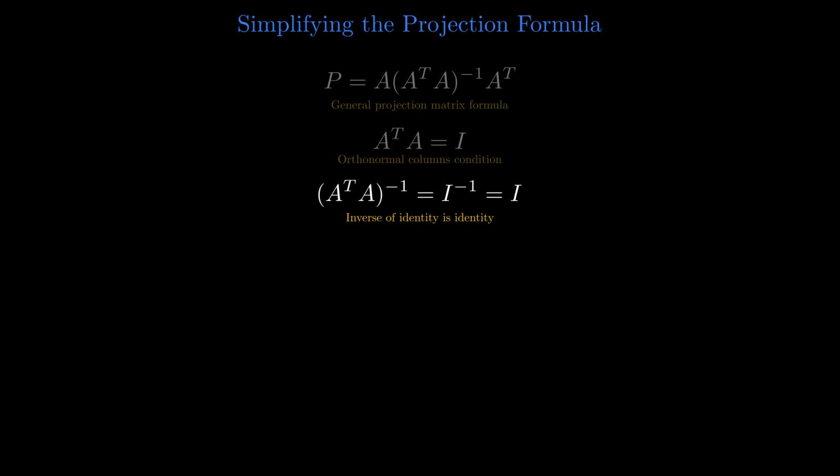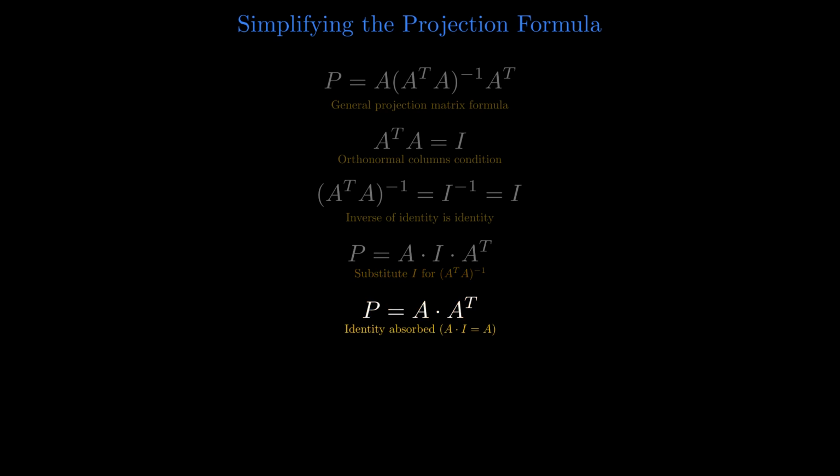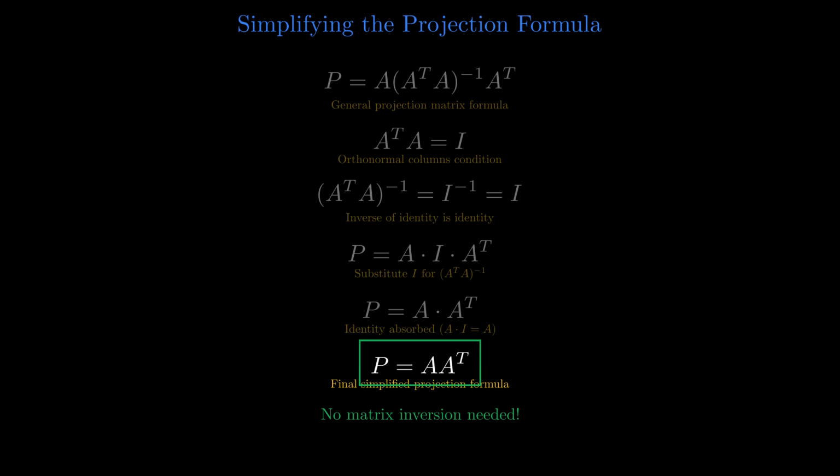So let's substitute this into the formula. The quantity A transpose A inverse gets replaced by I. This gives us P equals A times I times A transpose. But multiplying any matrix by the identity matrix leaves it unchanged, so the I gets absorbed. We are left with the beautifully simple result, P equals A times A transpose. The matrix inverse vanishes entirely. No inversion computation is needed. This is a massive simplification for both theory and computation.